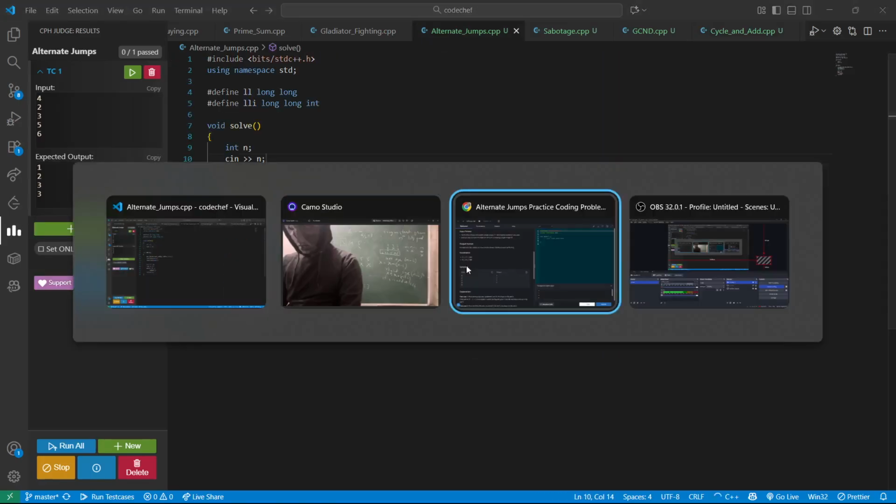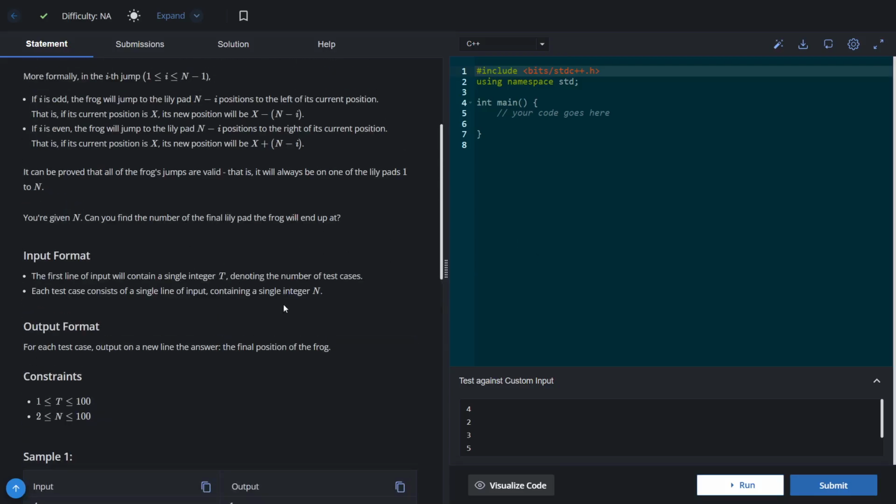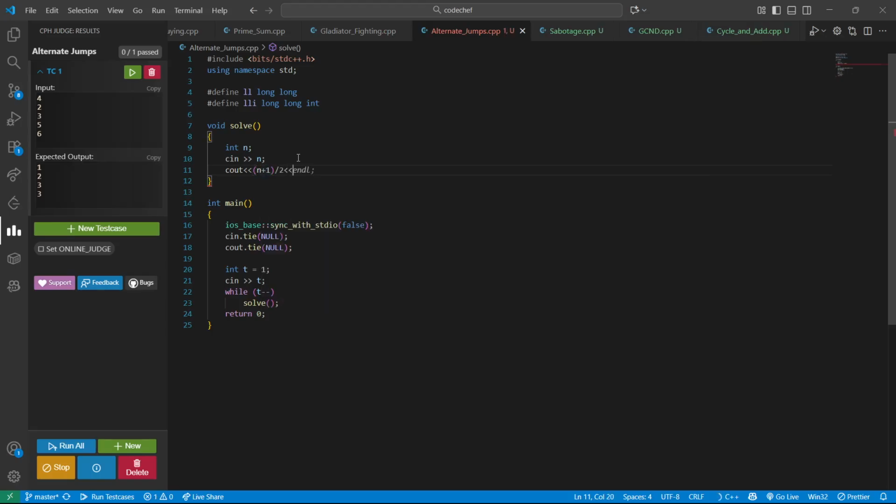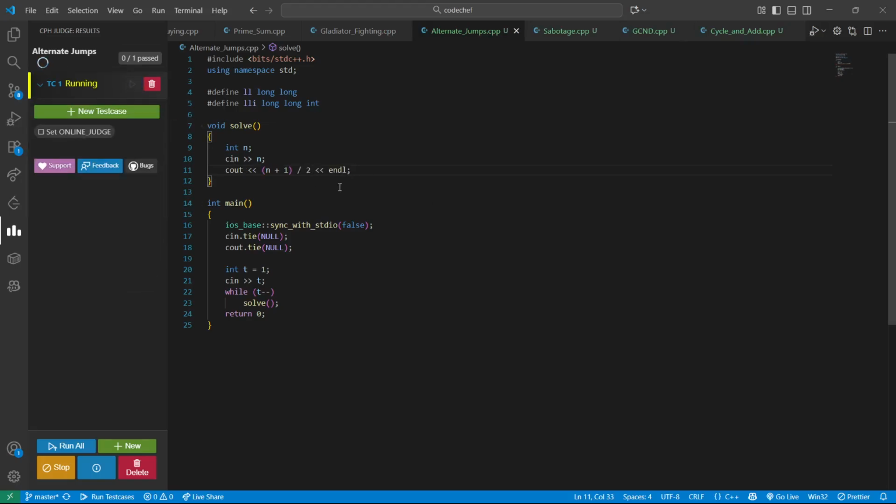So yeah, they have given test cases. For every test case we have integer n, so we have taken care of that at this position. Now as I said, you will have to print (n plus 1) by 2 and a newline. So it was just a simple code. We just need to understand the problem, that's it.